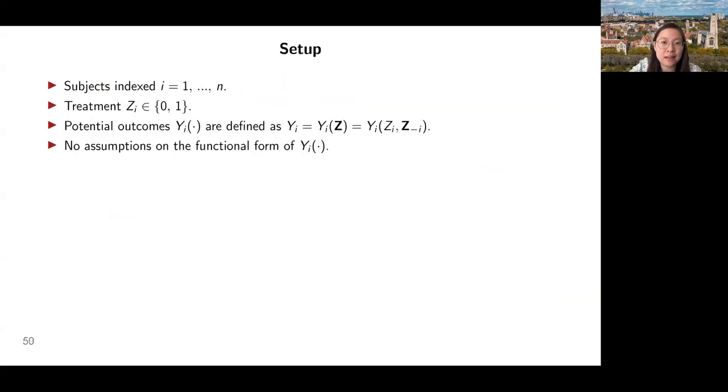Again, a bit of notation: subjects indexed i from 1 to n, treatment 0, 1, potential outcomes defined as Y_i. Here I introduce this notation Y_i(z_i, z_{-i}). I'm just putting z_i first. This is relevant for the definition a bit later on. We put zero assumption on the functional form of Y_i.